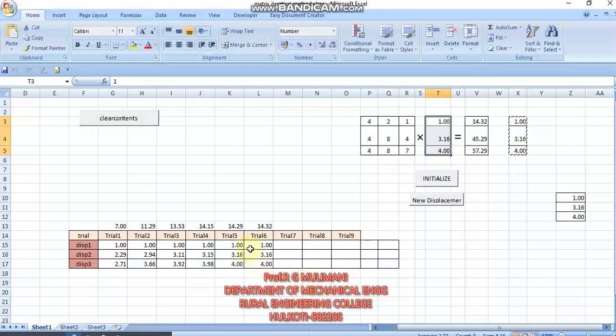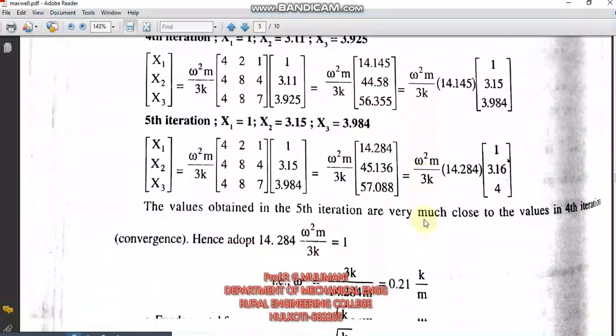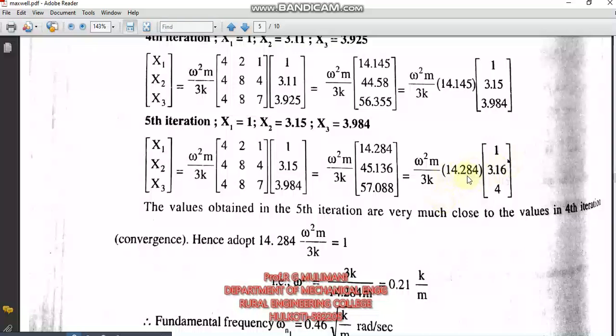Taking the new displacement, for the sixth trial we have the same displacement. Let us stop at trial 6, as we have the same displacements in trial 5 and trial 6. So the displacement of mass 1 is 1, displacement of mass 2 is 3.16, displacement of mass 3 is 4. Now we have taken 14.32 outside. See here, 14 point, it is almost the same answer as Excel. Omega square m by 3k, for this value I stopped at 14.284. The mode shapes are 1, 3.16, 4.